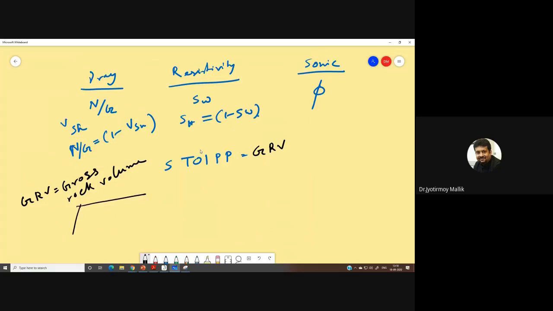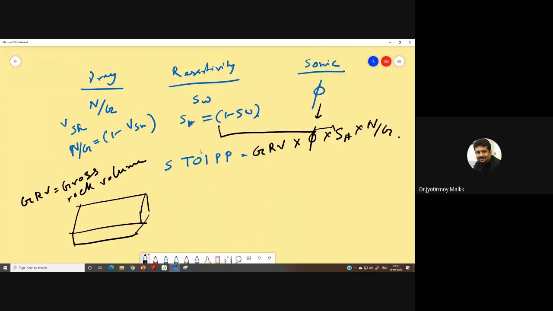So this is my rock, right? If I calculate the volume of this rock, that's my gross rock volume, which is nothing but area multiplied by thickness, multiplied by porosity that I get from my sonic log, multiplied by SH, which I got from my resistivity curve, multiplied by net to gross, which I got from my gamma ray curve, multiplied by, of course, 1 by Bg.